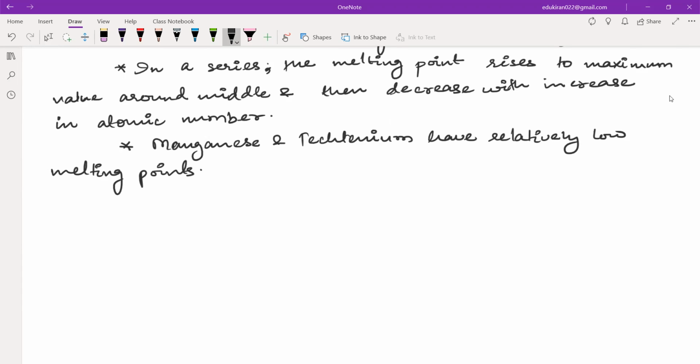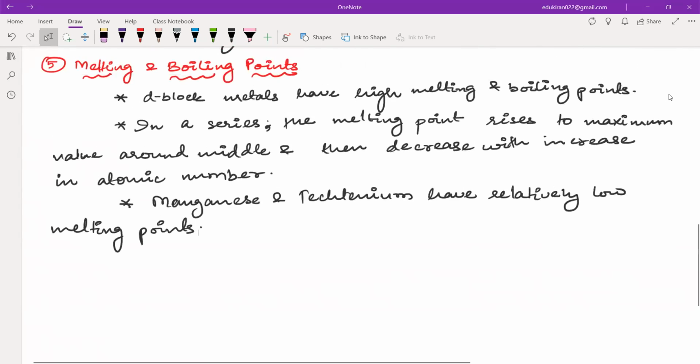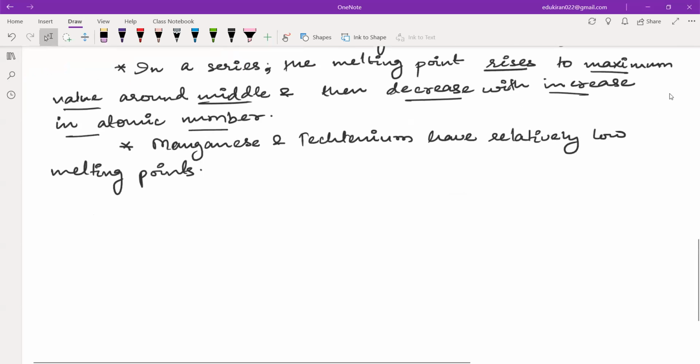Okay, now first of all we'll understand why this is happening. It rises to a maximum value around the middle and then decreases with increase in the atomic number. So tell me why it is happening. Why is the melting point increasing as we reach the middle? Because the metallic bonds are strong. Why are metallic bonds strong? The sole reason will be unpaired electrons.